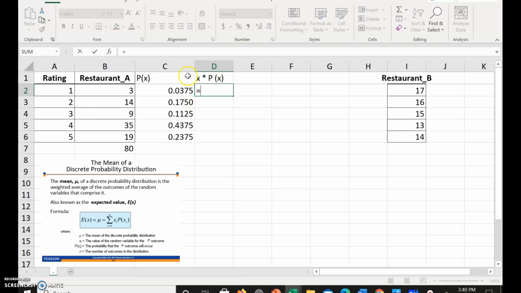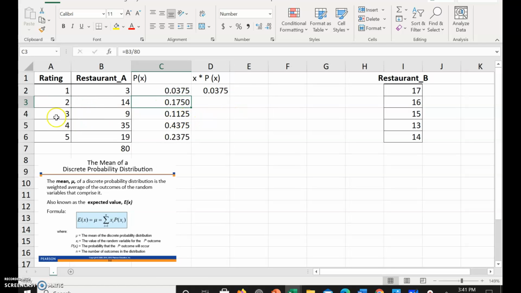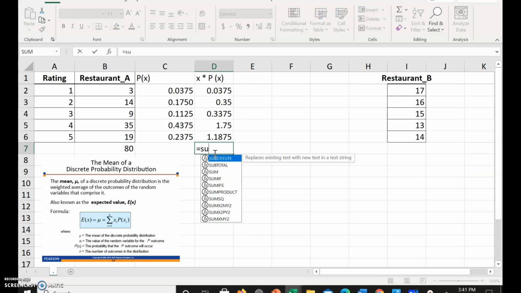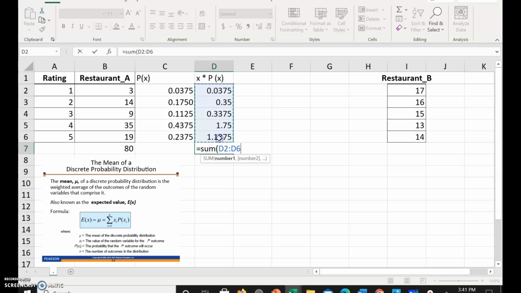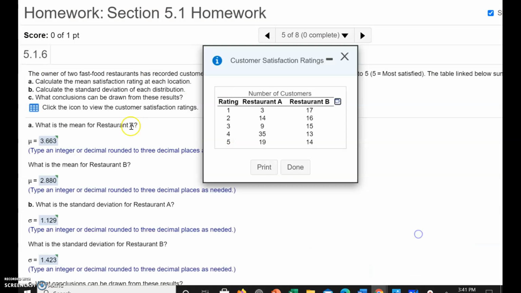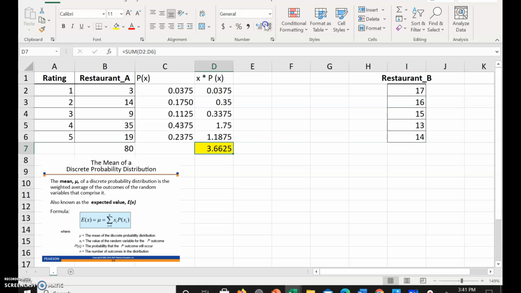So you're going to do Xi, which is your rating, times your probability. And you're going to do that for each one. You're going to do 2 times 0.1750, 3 times, just like we've done before. I'm doing this in Excel because it makes it a little bit easier. And then remember, after you multiplied X times P of X, you just sum that up to get the mean. So there is my mean for restaurant A, 3.663. So we are rounding to 3 decimal places.